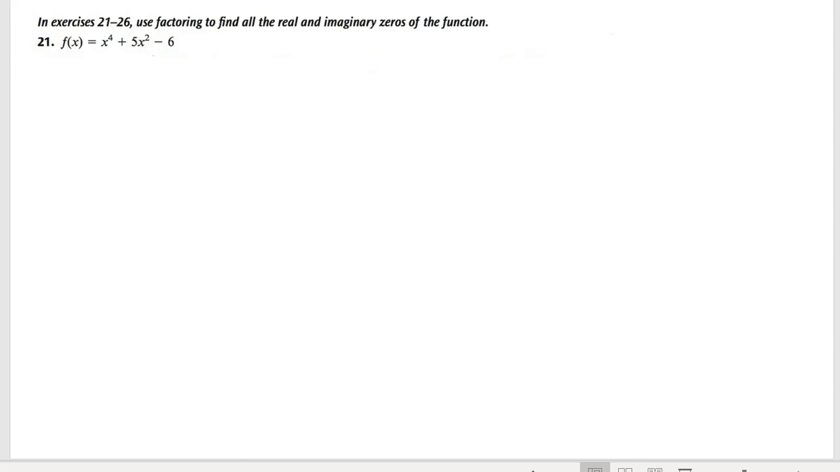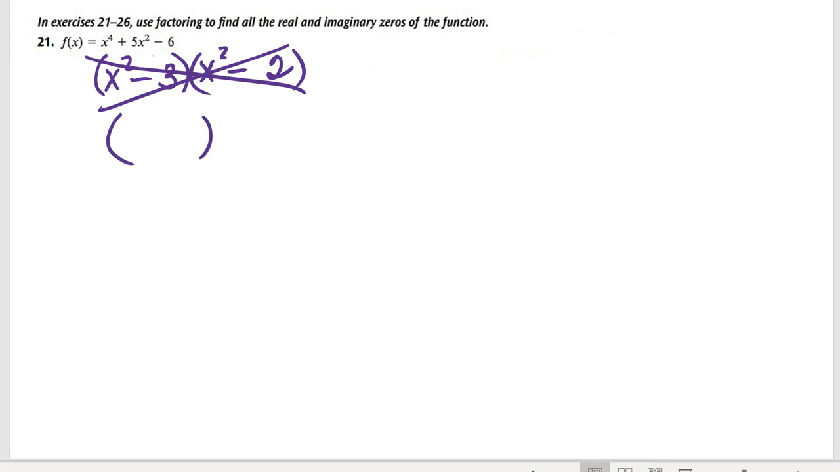Number 21, let's find all the zeros. So I see it's x to the 4th, so I'm going to try to write this as two binomials. I'm going to say x squared times x squared. And to make a 6, I know that's going to be a 3 and a 2. So this will give me on the inside negative 3x squared and then negative 2x squared, which, oh, well, that won't give me a positive in the middle, will it? So that is not right.